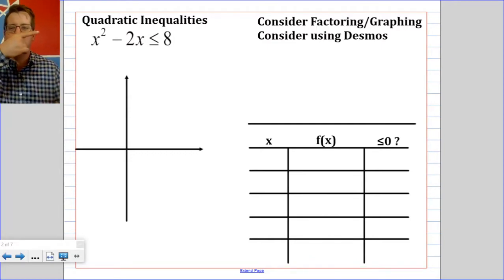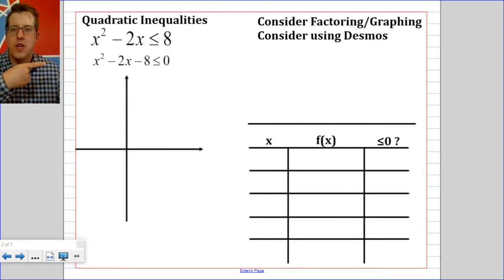So if you have this sort of situation, the first thing you want to do is you want to set to 0. I can't say set equal to 0 because we're not talking about equations, but set to 0. So we'll actually consider this, x squared minus 2x minus 8, is less than or equal to 0.